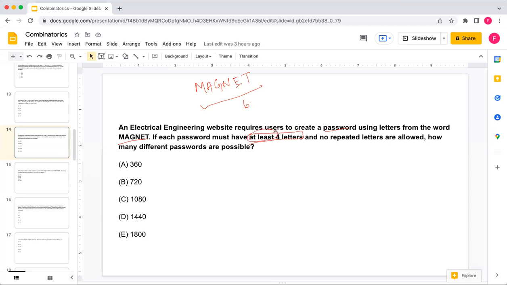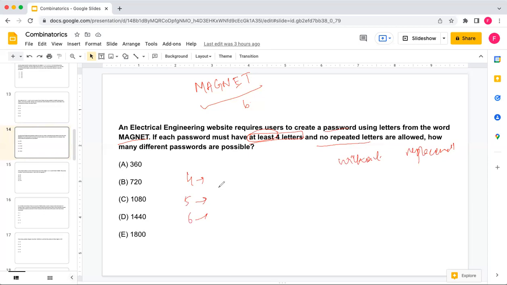Just see this, there is a thing, at least. When you see the words at least, that means from the minimum to the maximum value, all of the cases are included. And no repeated letters, so this is the without replacement case. How many different passwords are possible? Now at least 4 means 4 letters, 5 letters, and 6 letters.